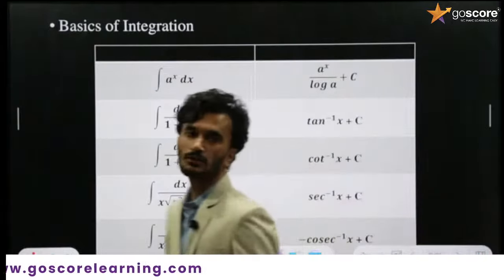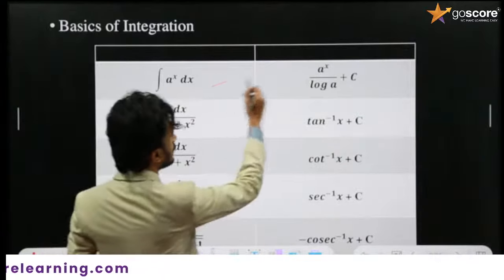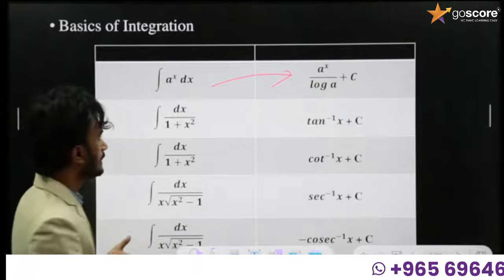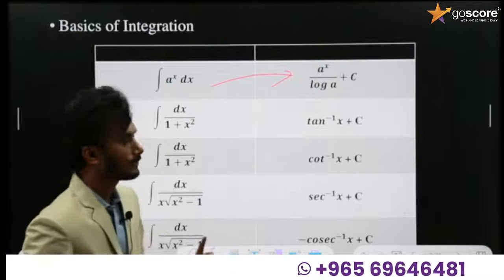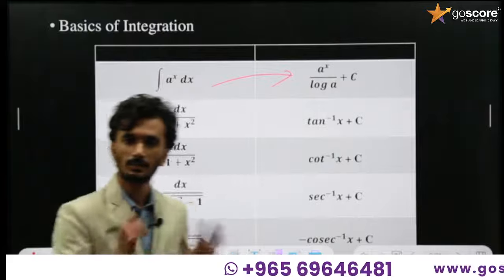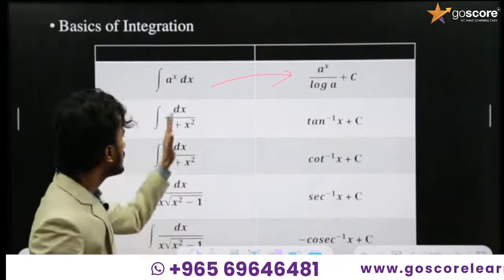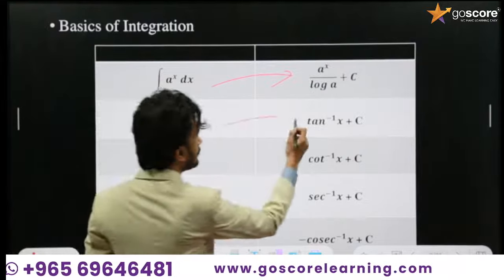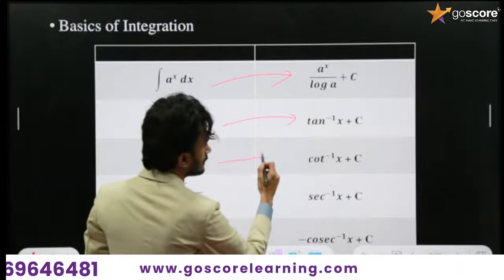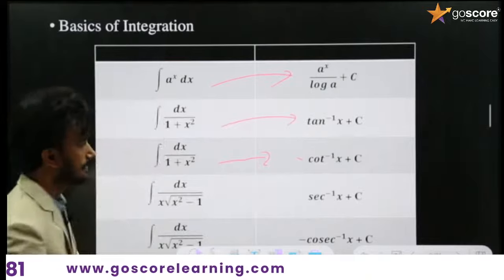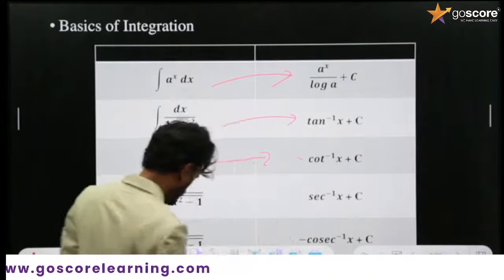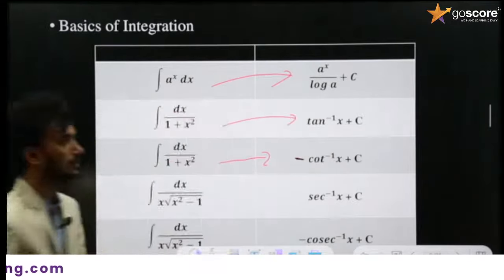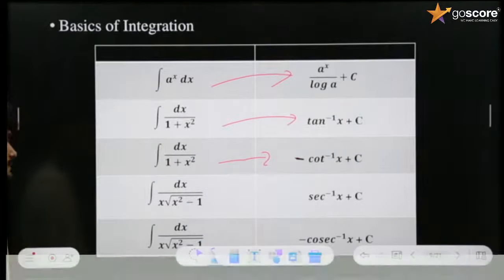Then the integration of a raised to x is a raised to x divided by log a plus c. Then what is the differentiation of tan inverse x? It is 1 by 1 plus x square. So the integration of 1 by 1 plus x square dx is tan inverse x, or we can write this one as minus cot inverse x. Sorry, this one is minus cot inverse x plus c.